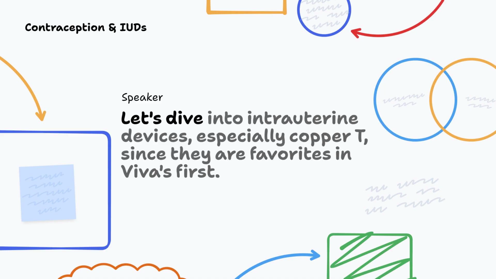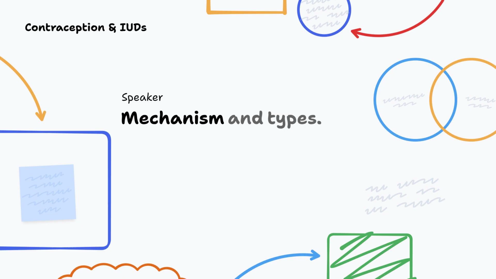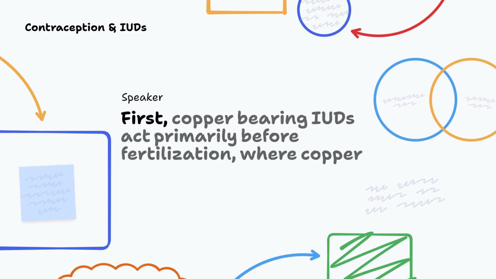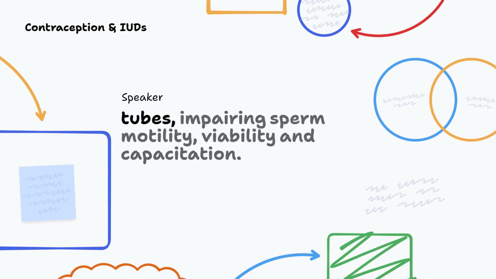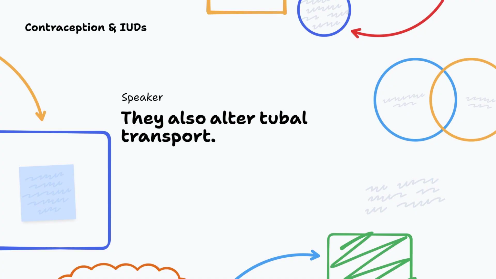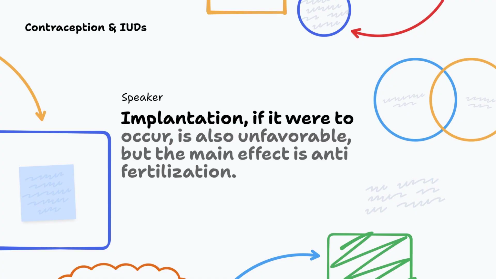Perfect. Let's dive into intrauterine devices, especially copper T, since they are favorites in vivas. First, mechanism and types. Mechanism first. Copper-bearing IUDs act primarily before fertilization, where copper ions create a local inflammatory and spermicidal environment in the uterus and tubes, impairing sperm motility, viability, and capacitation. They also alter tubal transport. Implantation, if it were to occur, is also unfavorable, but the main effect is anti-fertilization.